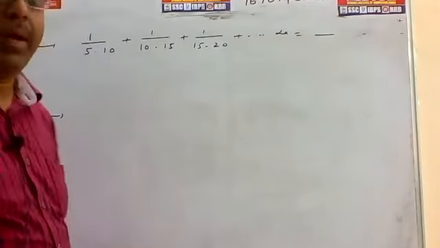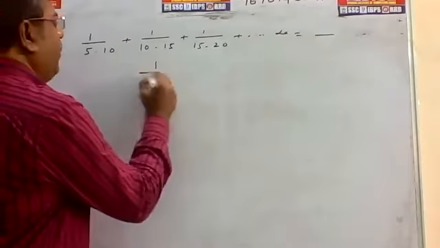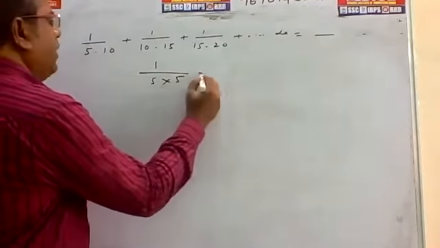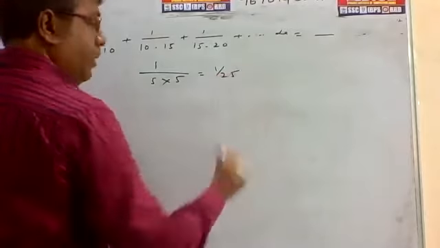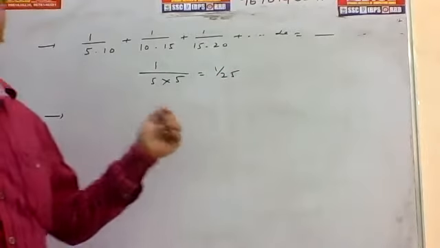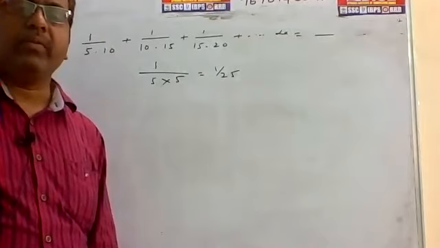Same order. What is the formula? 1 by first term, which is 5, difference 10 minus 5, 5. First term is 5, difference is 5. So the answer is 1 by 25.